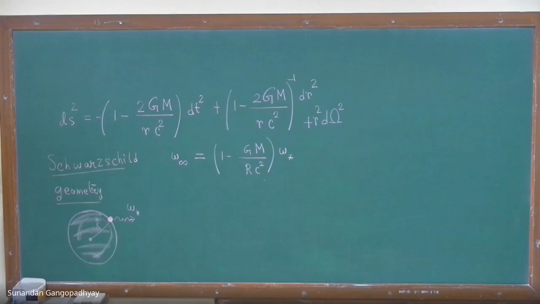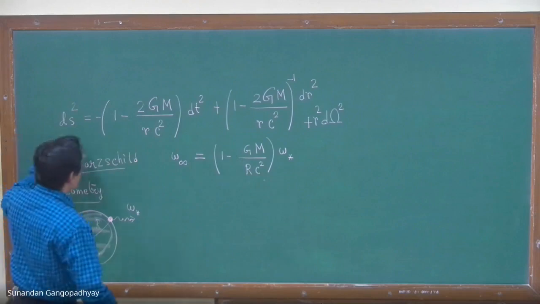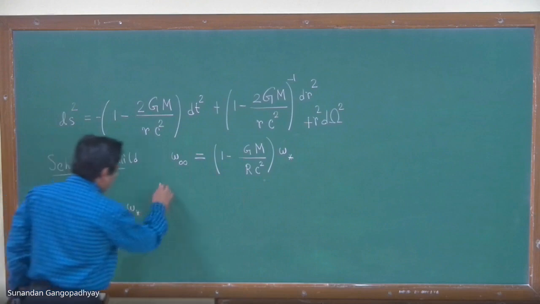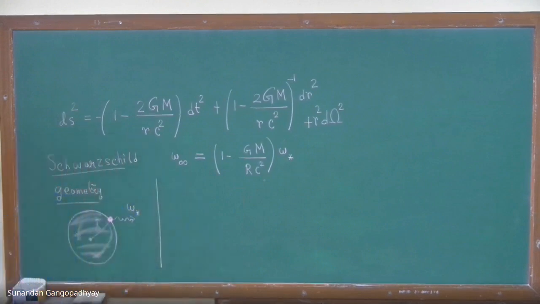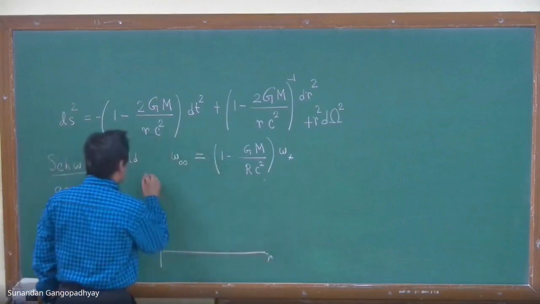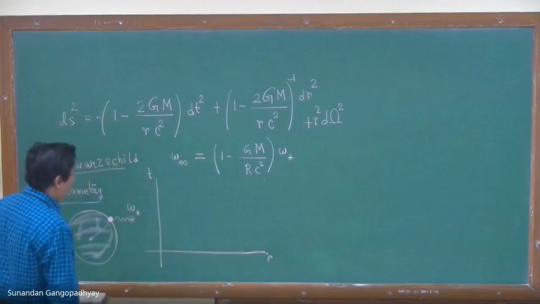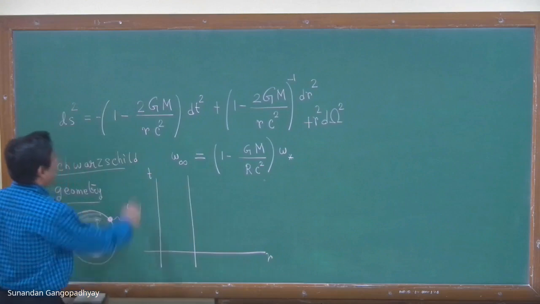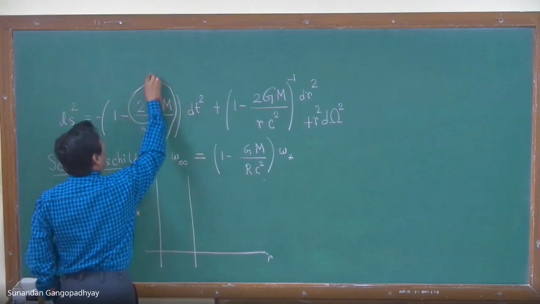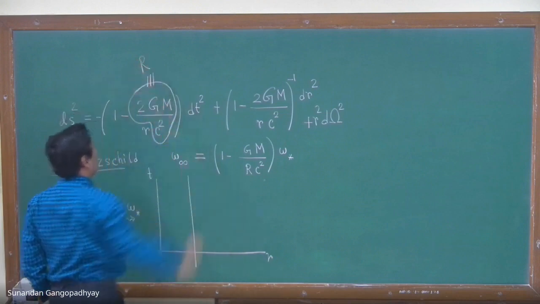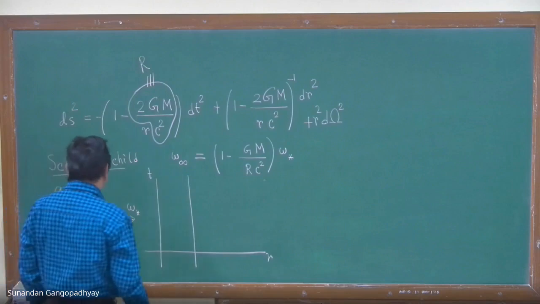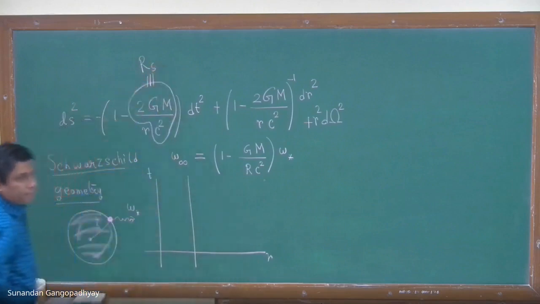Now, today our aim, as I mentioned in the previous class, is to derive the same result using this geometry. Okay. For that, let us consider the following figure. So you have T and R, and P. Let us call this capital R, or RS. It's better to call it capital RS.